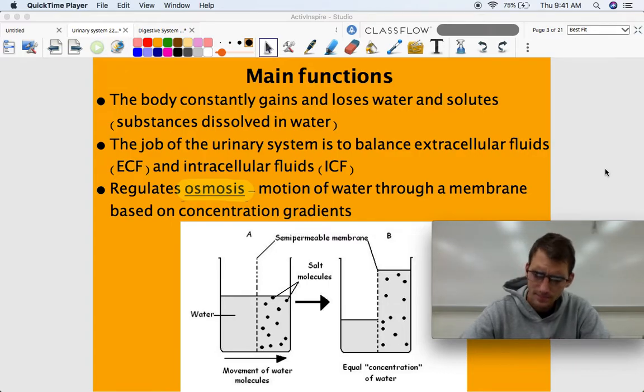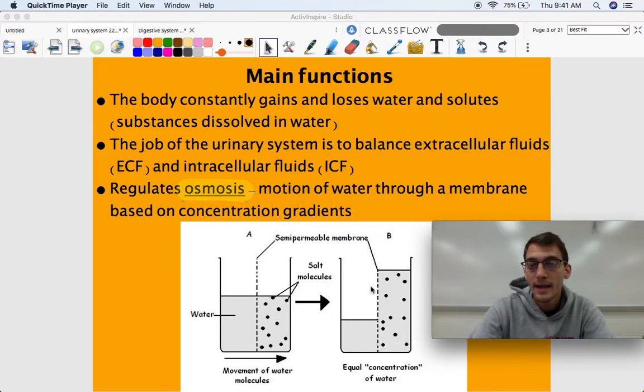And why that's so important is because there is a physical property of all sorts of dissolved substances and fluids, which is called osmosis, aka diffusion. Osmosis is the motion, or the diffusion, of water, or as I've defined it here, the motion of water through a membrane based on concentration gradients.